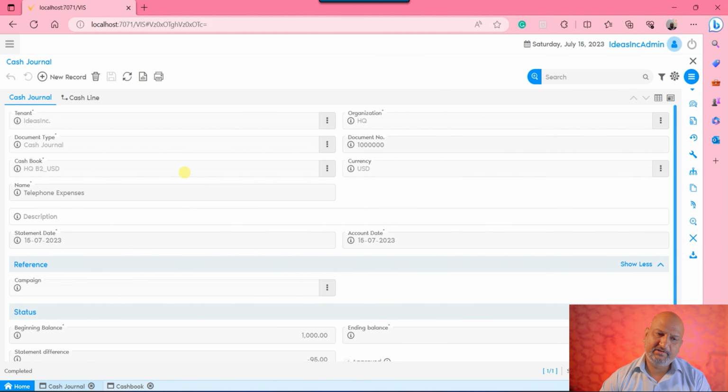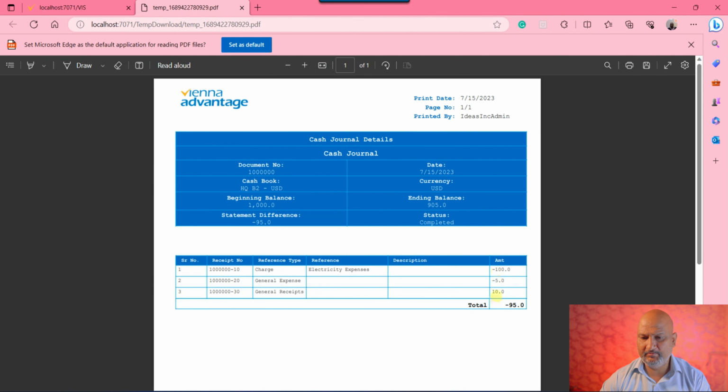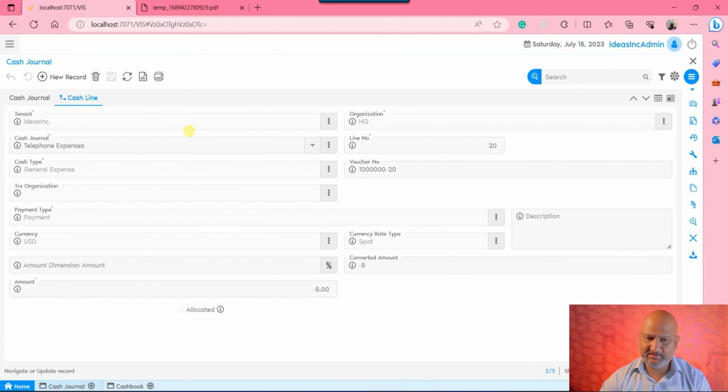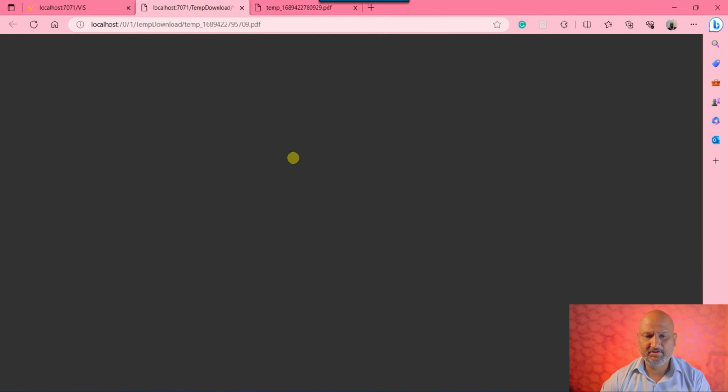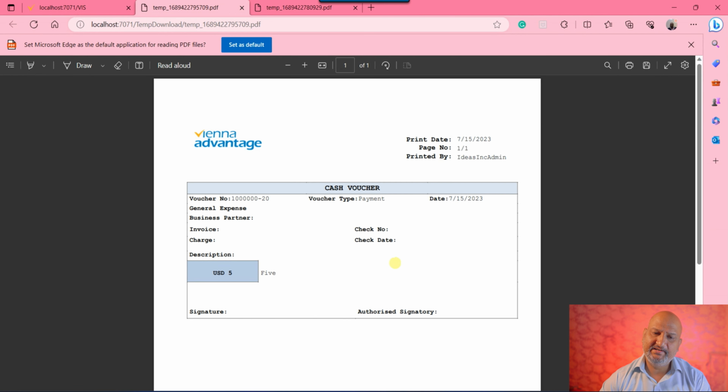Now at the end, if you want to take the printout, you would be able to take the printout for the header. So I would be able to pull the cash channel and all the lines would be available here, right? Now if I want to generate each cash line as a cash voucher, then I would be able to pull the data into the reports. So I would be able to generate each line as an individual cash voucher. So that is how you would be able to process the cash entries in the VA system.